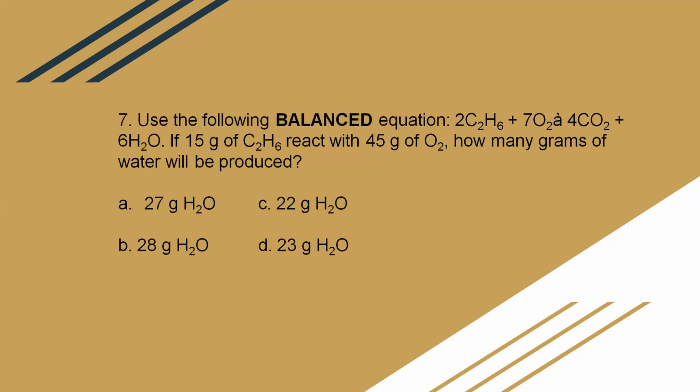7. Use the following balanced equation: 2C2H6 plus 7O2, arrow going to the right, 4CO2 plus 6H2O. If 15 grams of C2H6 react with 45 grams of oxygen gas, how many grams of water will be produced? A, 27 grams of water, B, 28 grams of water, C, 22 grams of water, D, 23 grams of water.